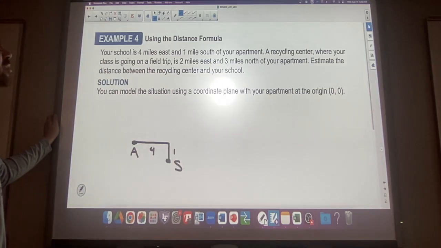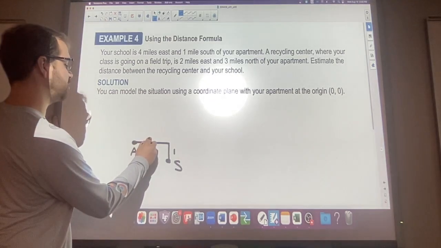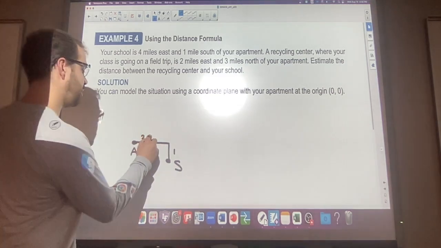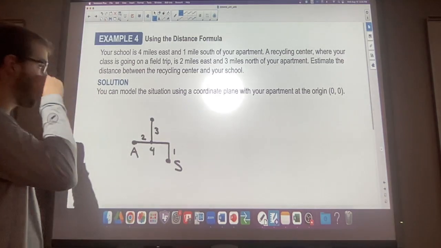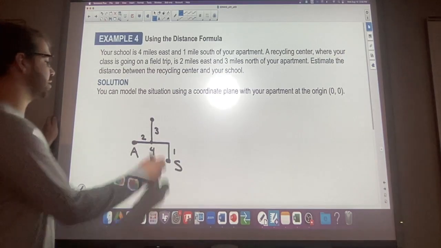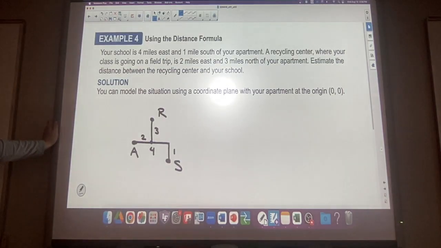Maybe we should get graph paper. We'll see if we need graph paper for this. A recycling center where your class is going on a field trip is 2 miles east and 3 miles north of your apartment. So 2 miles east and then 3 miles north. So this will be 2 miles east and 3 miles north of your apartment. All right, so what is this again? It's a recycling center. We'll call it R. Estimate the distance between the recycling center and your school.